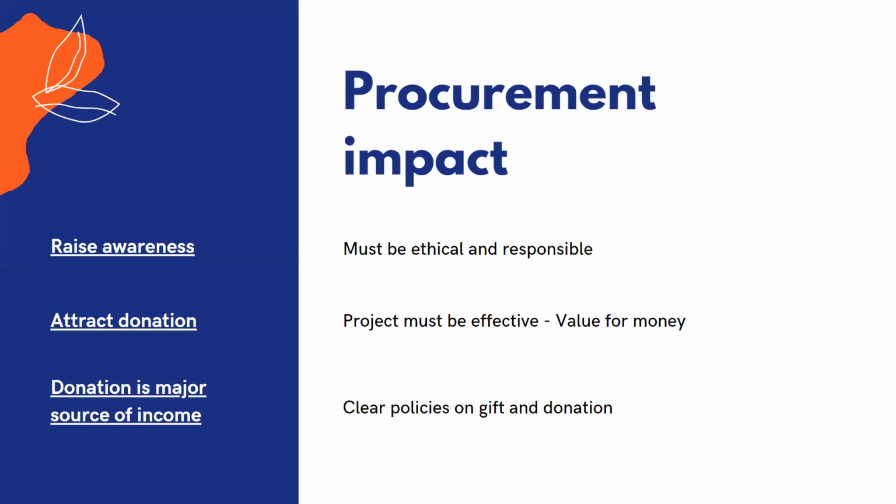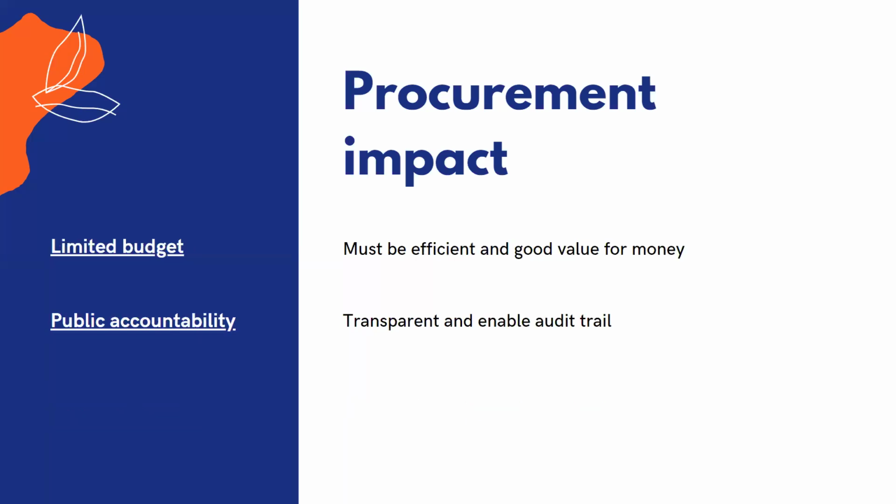Okay, we may list other features like with the limited budget, procurement should be efficient and provide good value for money. It should focus on the whole supply chain rather than just focusing on the purchase price. Okay, that's the thing that we already know. And on public accountability, procurement needs to be transparent and provide the necessary audit trail for the organization.